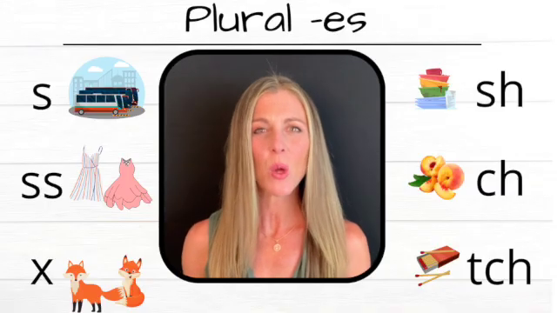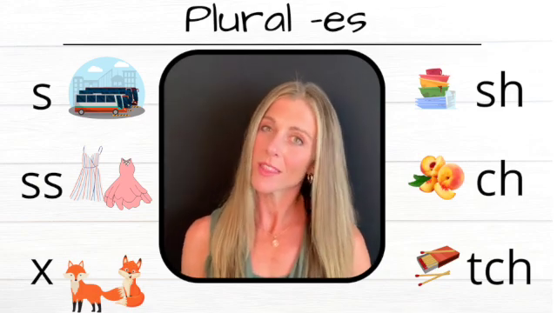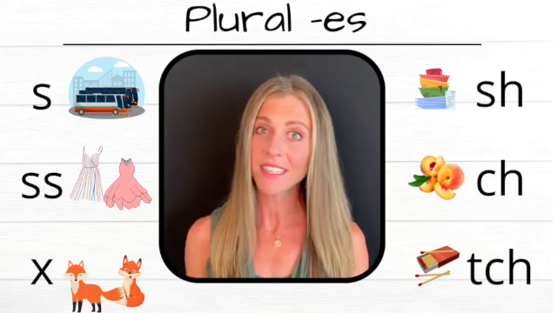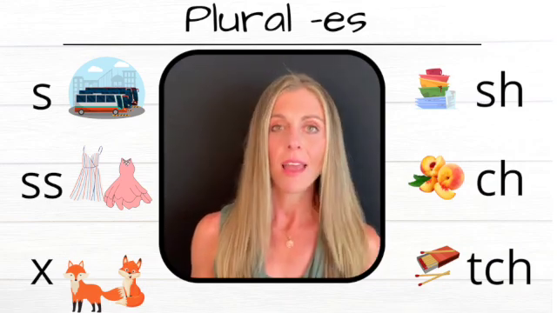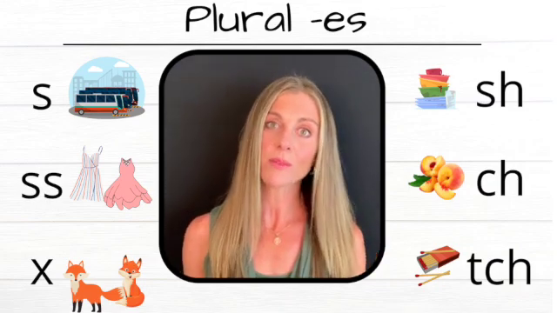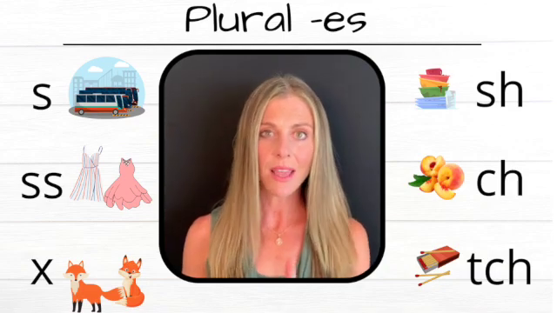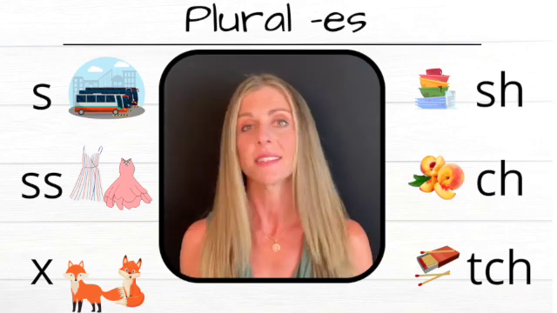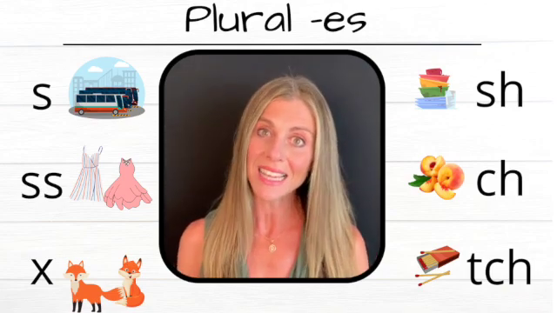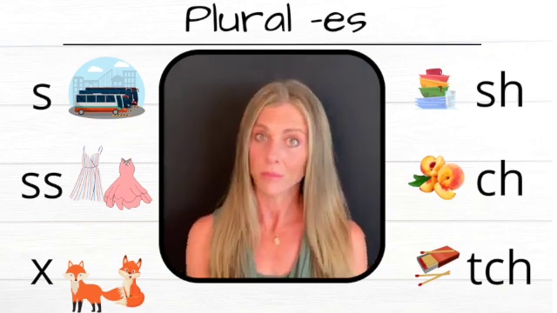Today it's time to talk about nouns, and when there's more than one noun. We have singular nouns, people, places, things, where it's just one. And we have plural nouns when there's more than one. So today we're talking about when we add an ES or just an S. And we're going to focus on when we add an ES to make a noun plural.